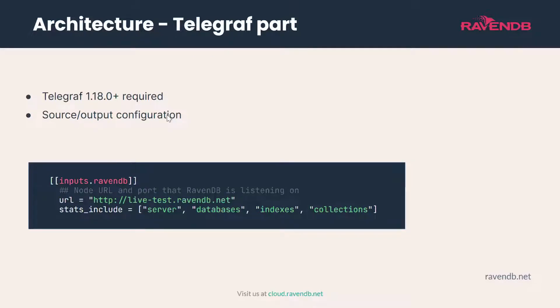For Telegraf, we will need version 1.18 or higher, because that's the first version where the RavenDB input plugin was introduced. And in order to fetch data from RavenDB, we need to configure it. I will show you the exact details during the live demo. Here, like I said, we have the option to say which of those 4 endpoints we want to monitor. Of course, if we want many data, I can see that there is some question.